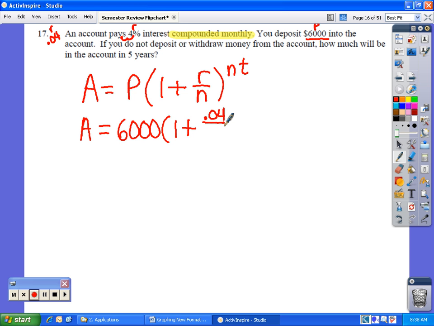The N stands for how many times a year are you going to be applying this interest? Well, since it's monthly, we know that there are 12 months in a year, so that means that N equals 12. And we're going to raise this to the 12 times how many years we are compounding this, which is 5.